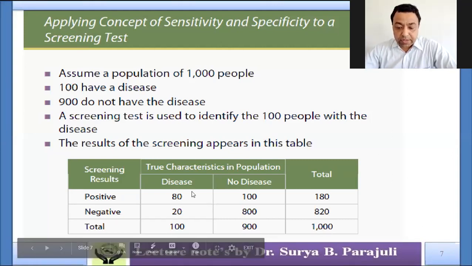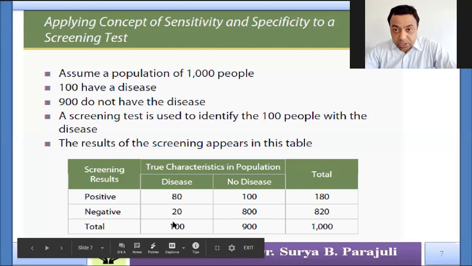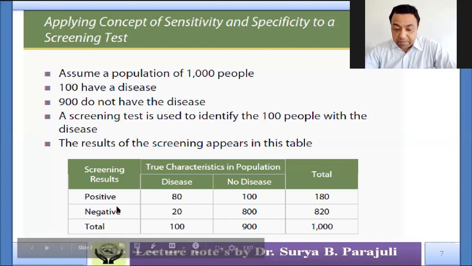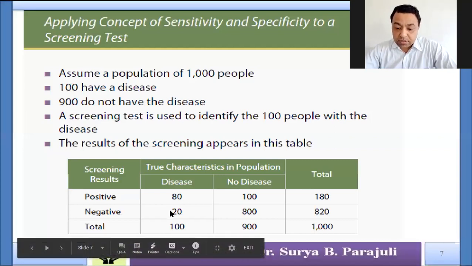Okay. So you can see this is the true characteristic of the population. We have 100 diseased and 900 no disease. But our RDT kit can detect 80 out of 100. This means 80 is true positive. So this is the positive group, and positive by the screening test means this is true positive. Actually, this is positive but negative by this test, so it is false negative. Okay. And similarly, among no disease, it truly identifies 800 as negative, which is true negative. Okay. So 800 divided by 900. So this is for sensitivity and specificity.